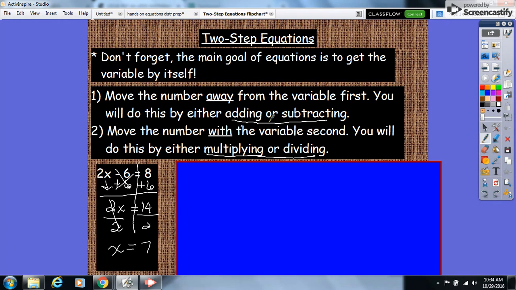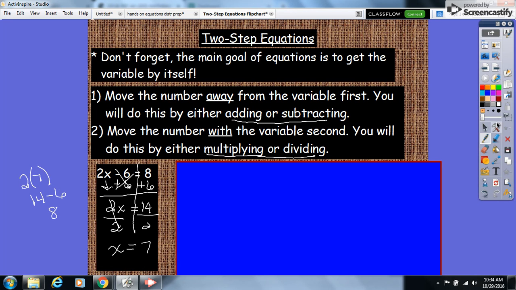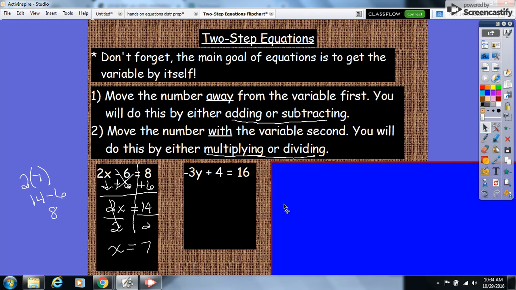I can check this by plugging this 7 back into my equation if I want to see if I did it right. So I would take that 2 times 7 is 14, minus 6 is 8, which gives me that 8, so I know I did my problem correctly. Let's look at another example.